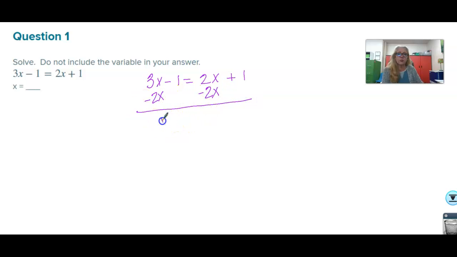And then I have just 1x, which I can write just x, minus 1 equals 1. Then, second step, to get the x by itself, I need to get rid of this minus 1. I do that by adding 1 to both sides, and I get x is equal to 2. Okay? This didn't have a second step because when I subtracted these variable terms, my coefficient was 1, so I didn't have to divide both sides by anything to solve this one. It was shorter.